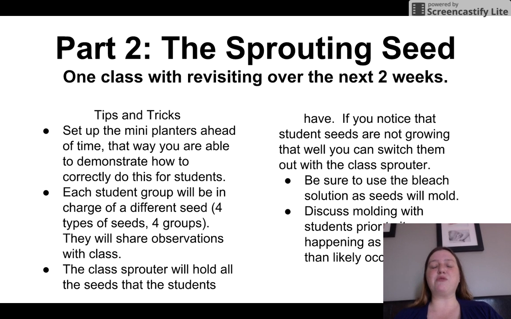Sometimes I have 5 groups of students. So 2 groups will have the same seed type. That's fine. I still do the same way. I keep it fair. 5 pieces of paper, all the seeds, 1 seed per paper. Students come up, pull it. That's the seed they get.